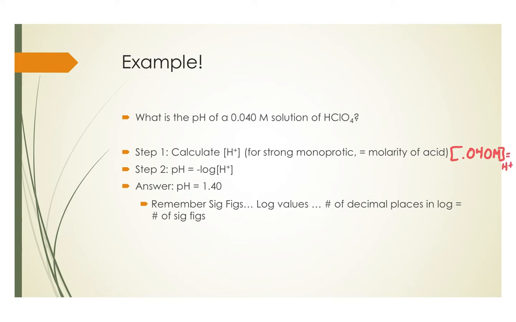Second, pH equals the negative log of the H plus concentration. So pH equals negative log 0.040 molar, and if we run that through our handy dandy calculator, we get the answer. 0.040 has two sig figs in it, so that means we get two numbers after the decimal in the pH because it's logarithmic. So two numbers in the mantissa.